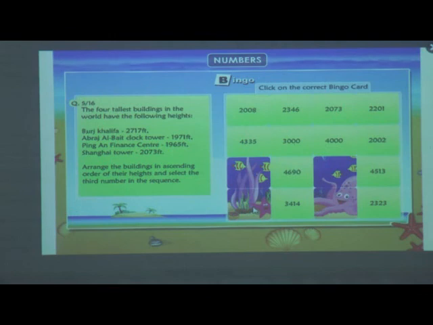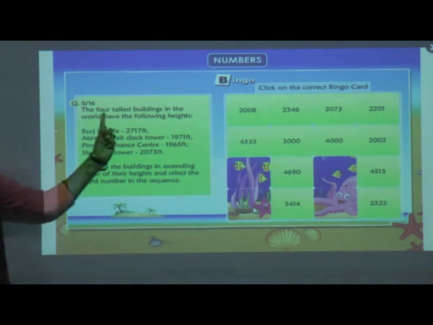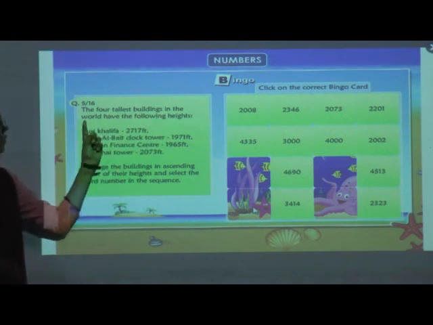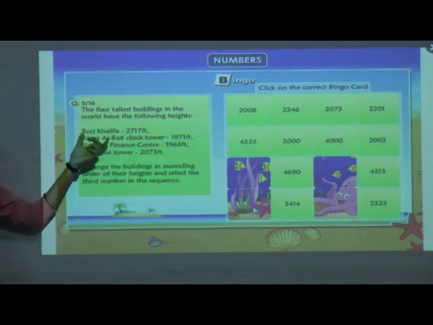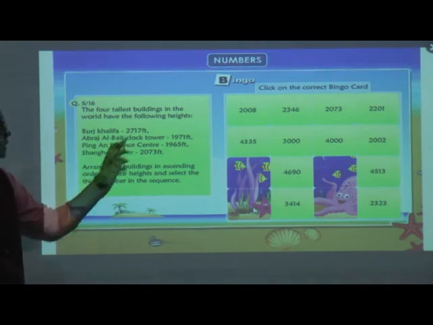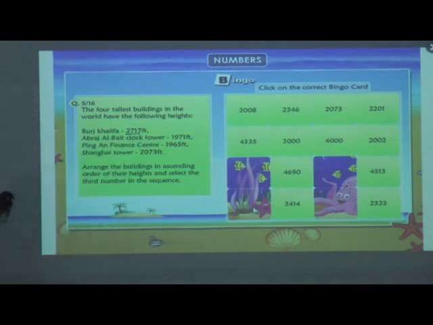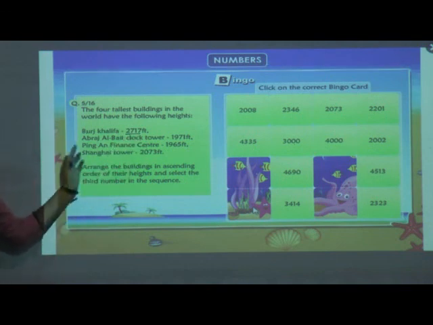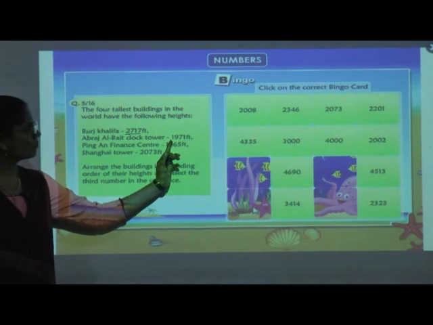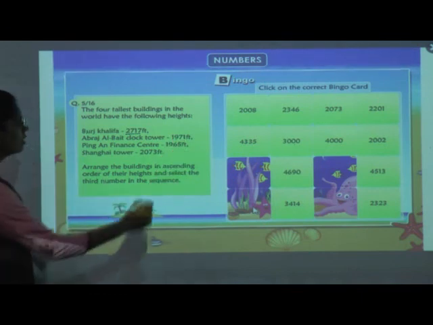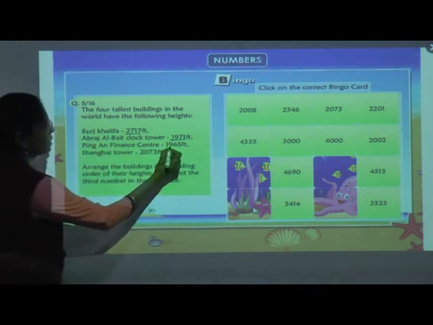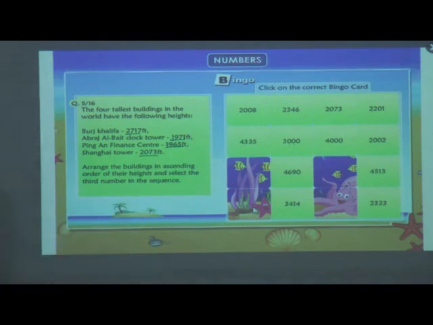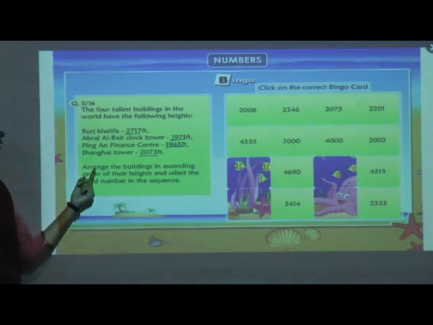Now see this next question. What is our question? You also read in your mind. The 4 tallest buildings in the world have the following heights. There are 4 buildings and the heights of the buildings are given to us. First height is, see these numbers carefully, 2717. Then the height of the second building, 1971. The height of the third building, 1965, and the height of the last fourth building is 2073 feet.